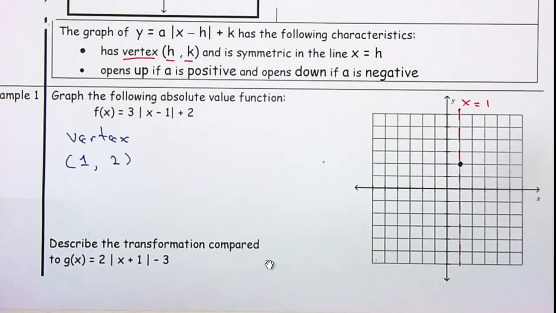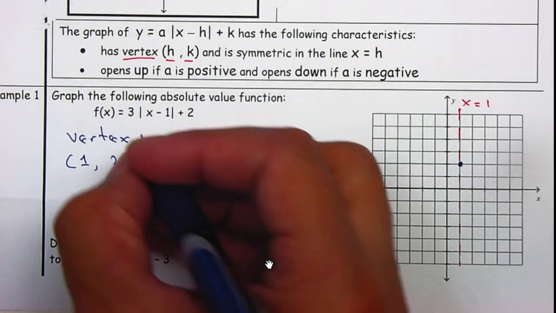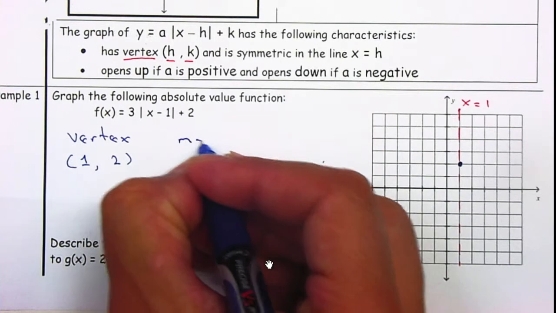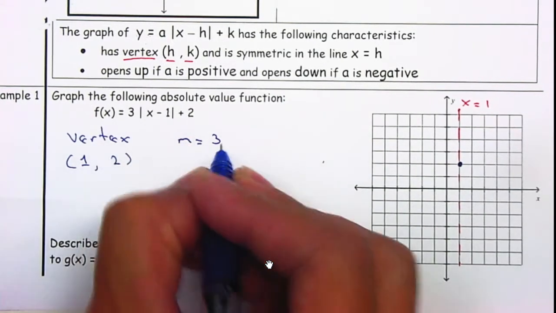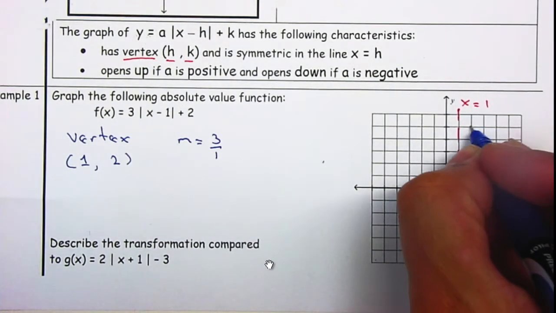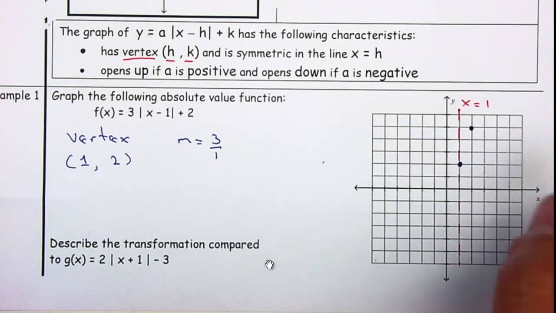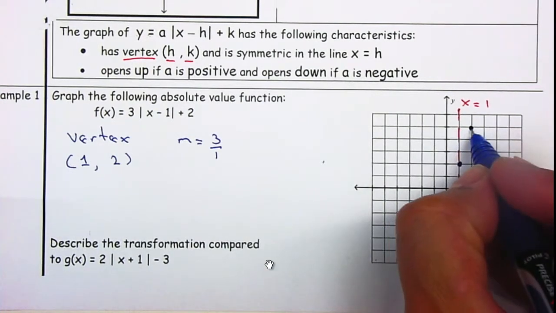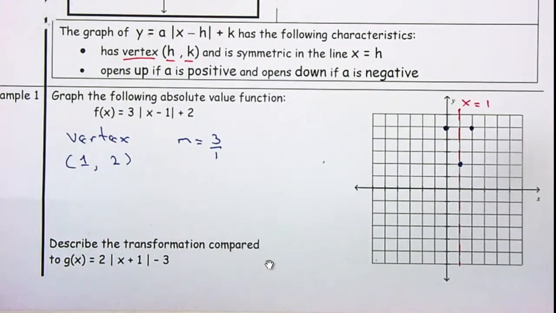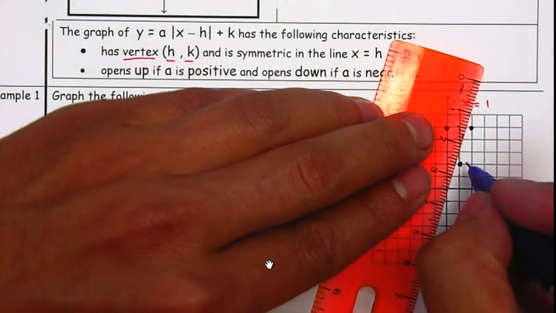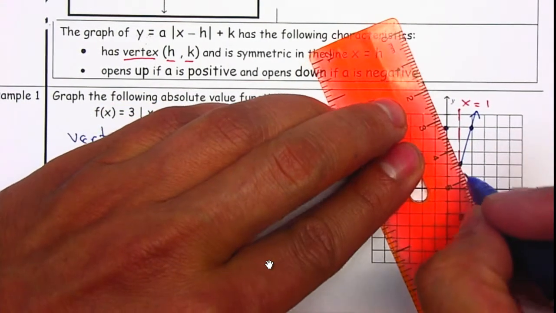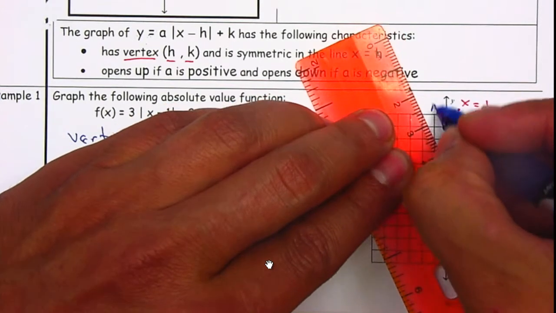Now we need to be able to find other points on the graph. Because this comes from a linear equation, we still have my slope to be 3. The value of a will be your slope, 3 over 1. So I'll go up 3 and to the right 1. I'm going to use my axis of symmetry to find the other point on the other side. And then I'm just going to connect those 3 points. I'll connect the vertex with each of those points, and that will be my graph.